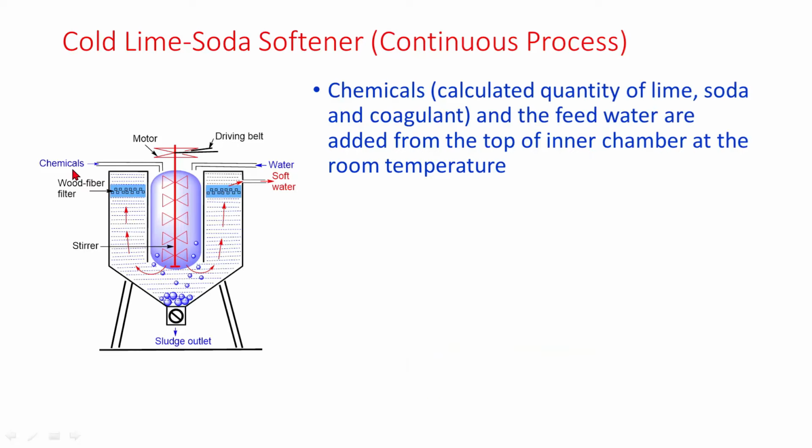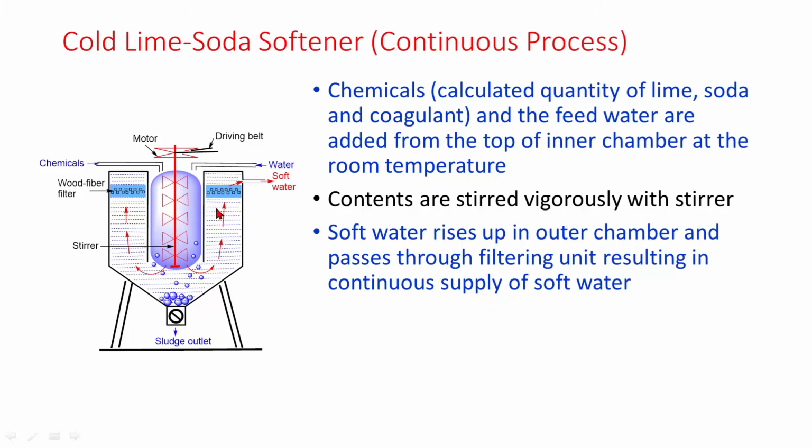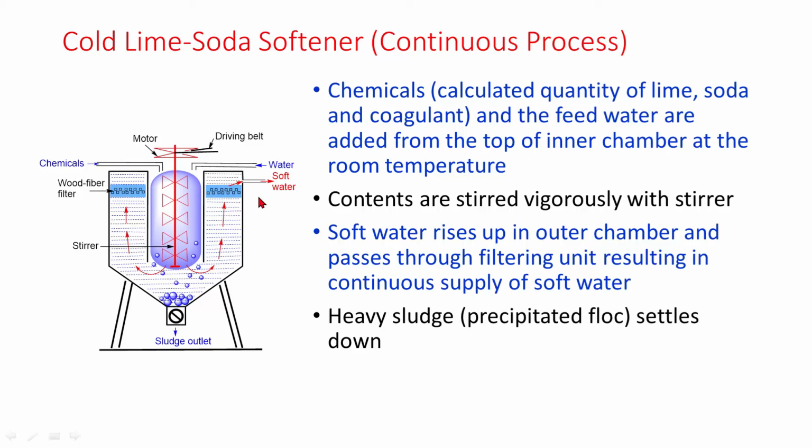Here chemicals, that is calculated quantity of lime, soda and coagulant, and the feed water are added from the top of the inner chamber at room temperature. Contents are stirred vigorously with the stirrer. Soft water rises and one can get the soft water after filtration through the wood filter. Heavy sludge, that is precipitated flocks, settle down.